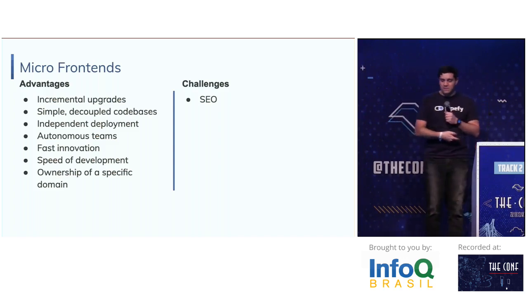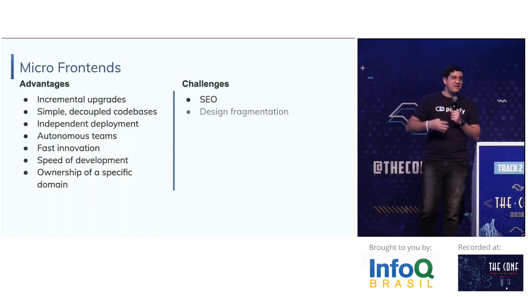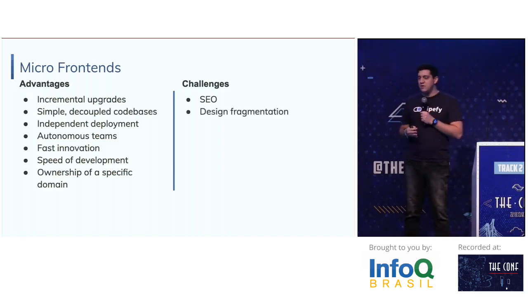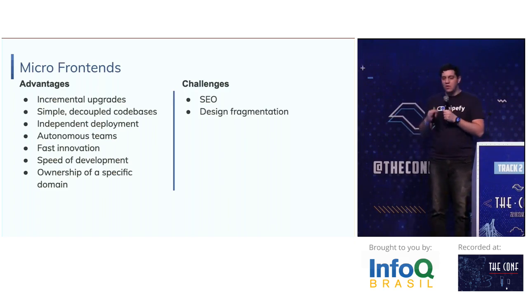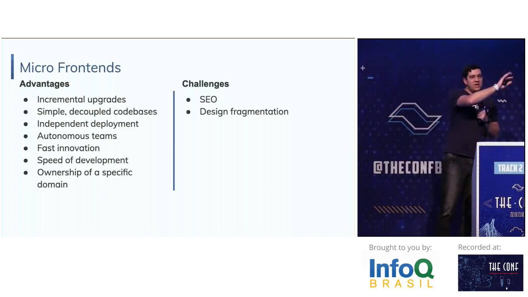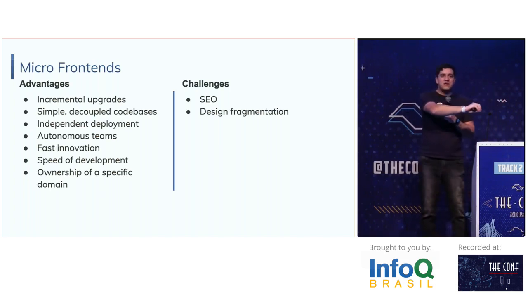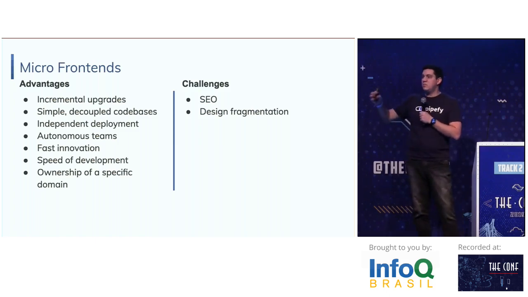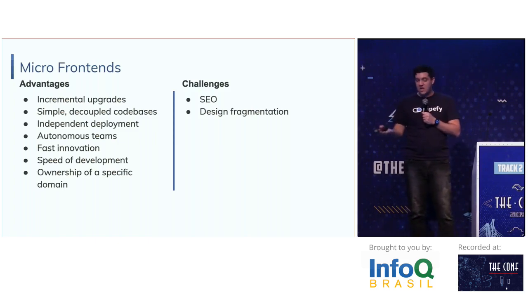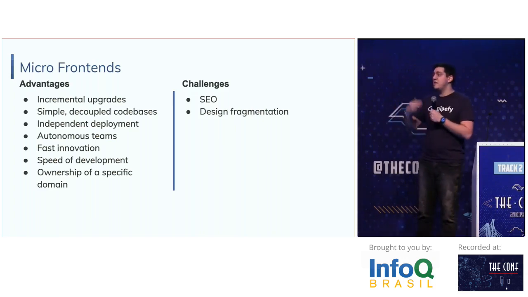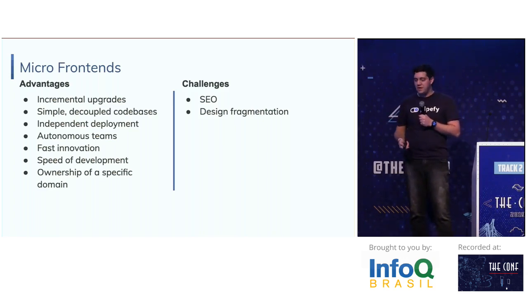Another challenge that you will face is a probable design fragmentation. As each team can decide how they are going to build, and as each team will work separately on different parts of the code, you may have some design fragmentation. Maybe the button will look one way for one team, and the other team can do the button a little bit different, but that's not a challenge that only micro-frontends face. If you have different teams, different designers, they may do that, and we know how to solve that.